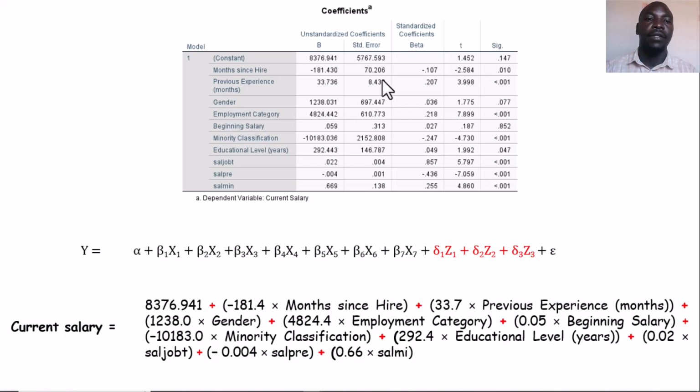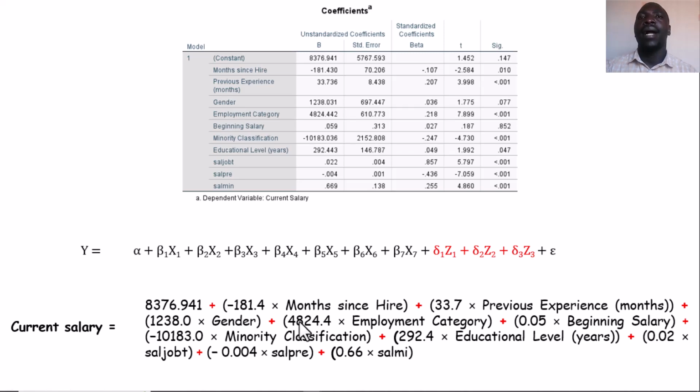Okay, if we substitute that, we would say that someone's current salary would be equivalent to 8,376 plus this coefficient multiplied by the months that person has spent, plus using this constant, multiply it by their previous experience. You can predict someone's current salary if you have this information.